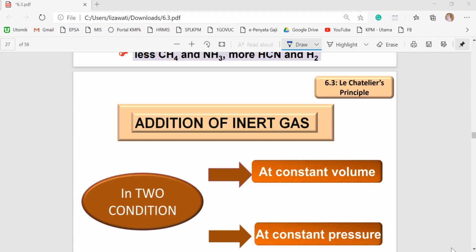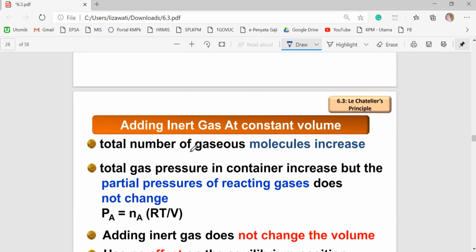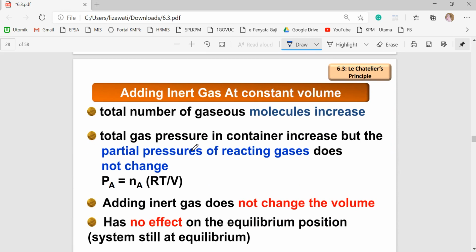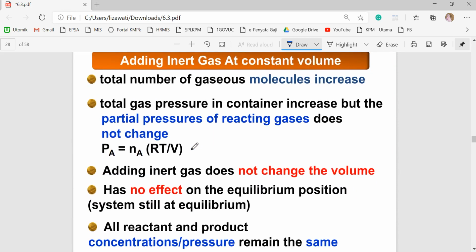Okay, next is addition of inert gas. So we have two conditions here: either at constant volume or at constant pressure. Now we refer to adding inert gas at constant volume.